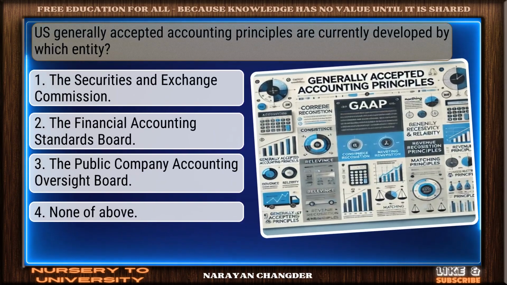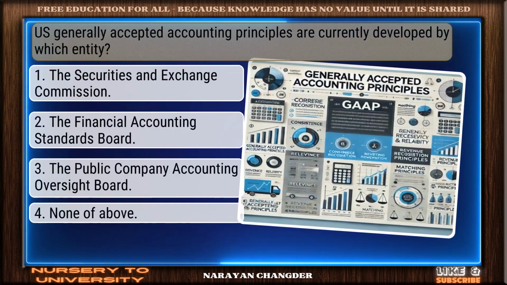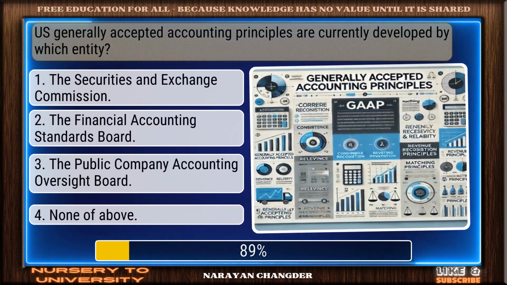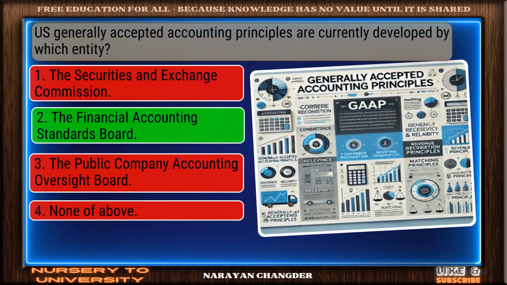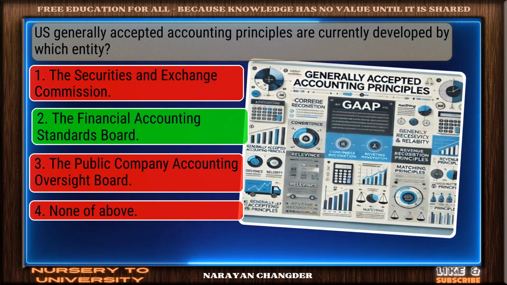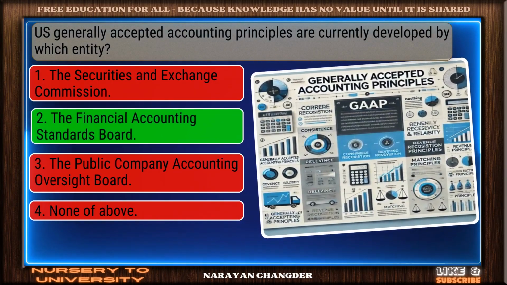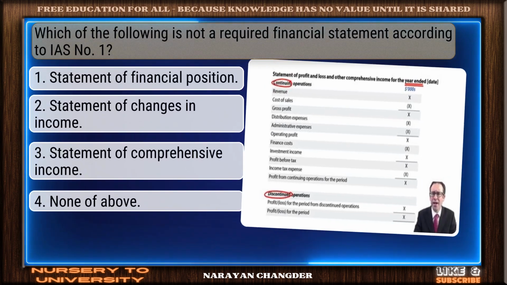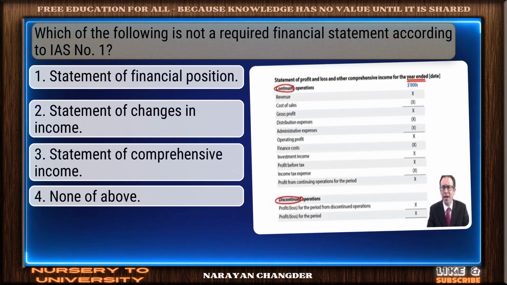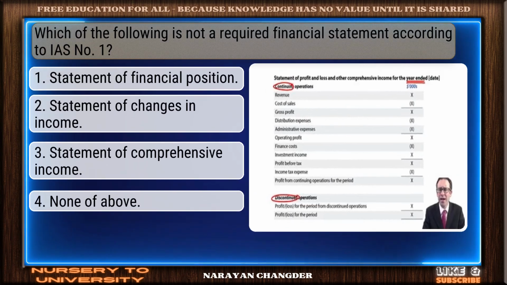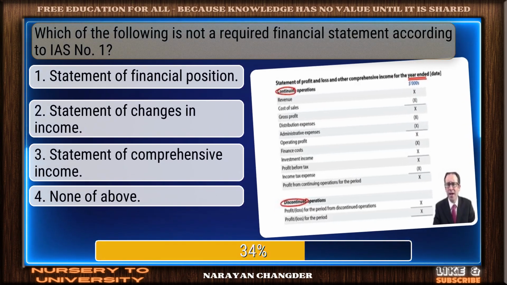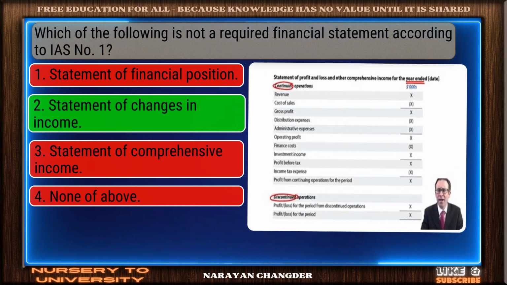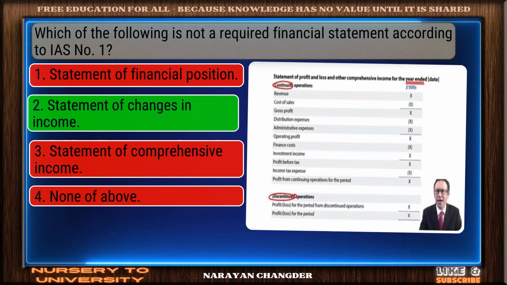As generally accepted accounting principles are currently developed by which entity? Well reasoned. The Financial Accounting Standards Board is the correct choice. Which of the following is not a required financial statement according to ESNO 1? Well picked. Statement of changes in income is the correct answer.